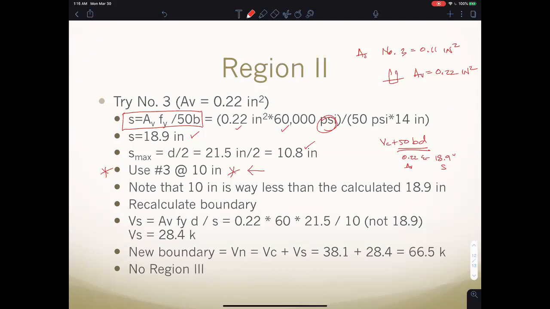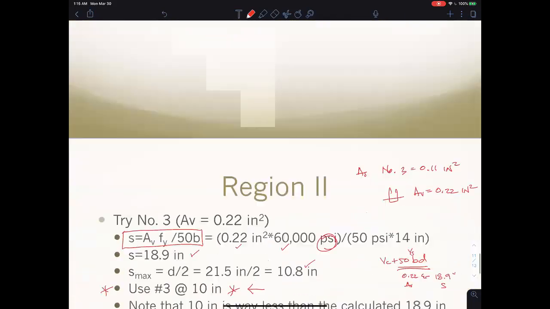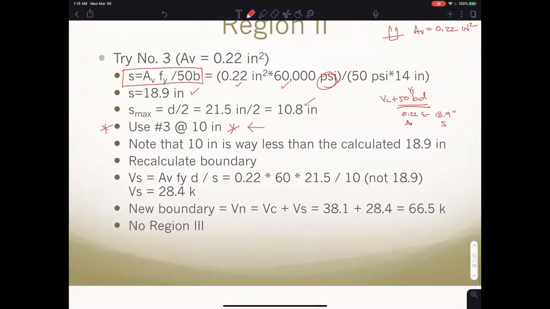When you decrease the spacing, VS will go up. There's a good chance that when we decrease the spacing, the new VC plus VS will be bigger than our maximum here. Okay? If we're bigger than 54.5, we don't need a region 3. Okay, so let's recalculate the boundary. VS, remember, is AV FY D over S. Okay, so AV FY D. This is the real S, not the 18.9. If you put the 18.9 in there, nothing will change.